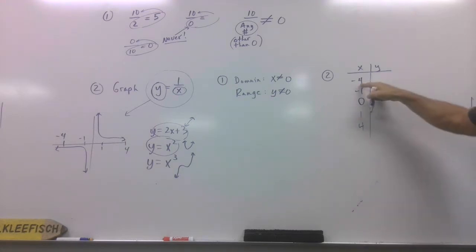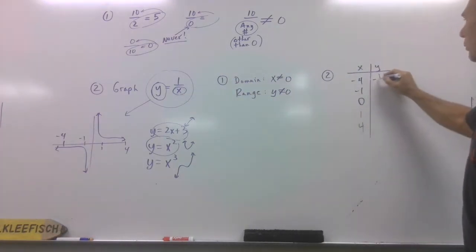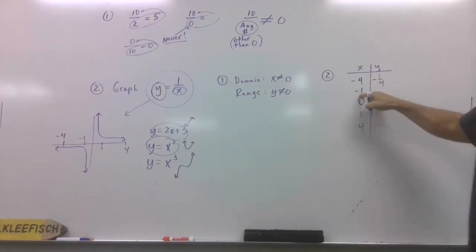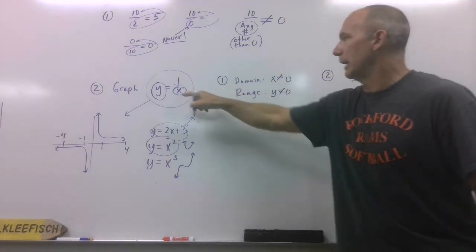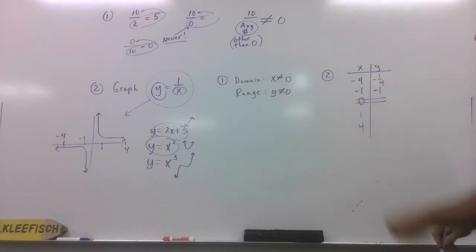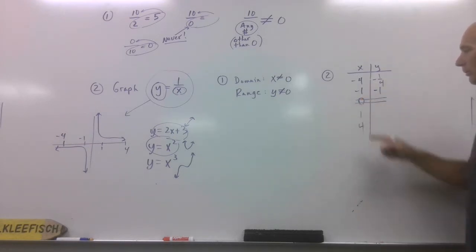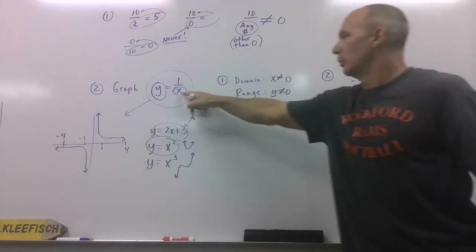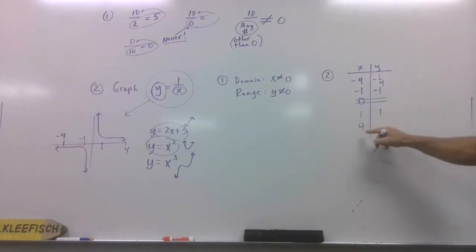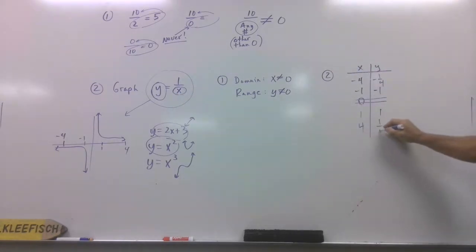But if I plug -4 in for x here, 1 over -4 is just -1/4. If I plug -1 in for x, I get 1 over -1, which is -1. Again, 0 can't happen. You can't have 0 in your denominator. So if I plug a 1 in, 1 over 1 is 1. Put a 4 in, 1 over 4 is 1/4.